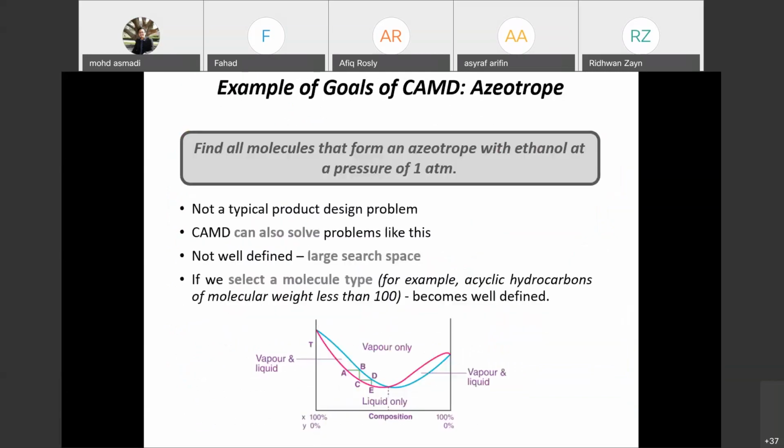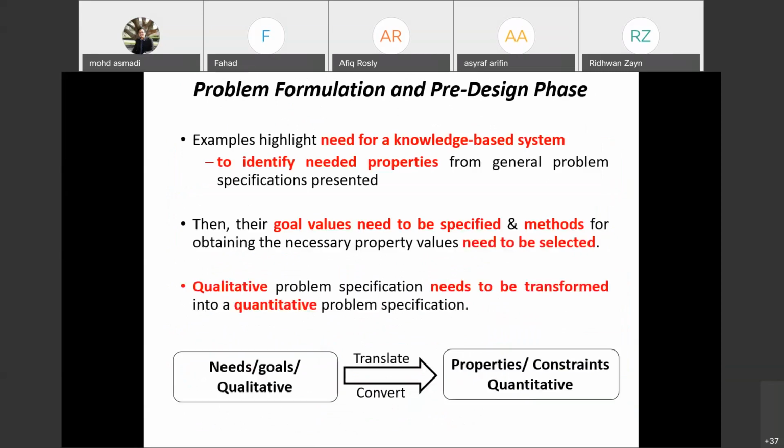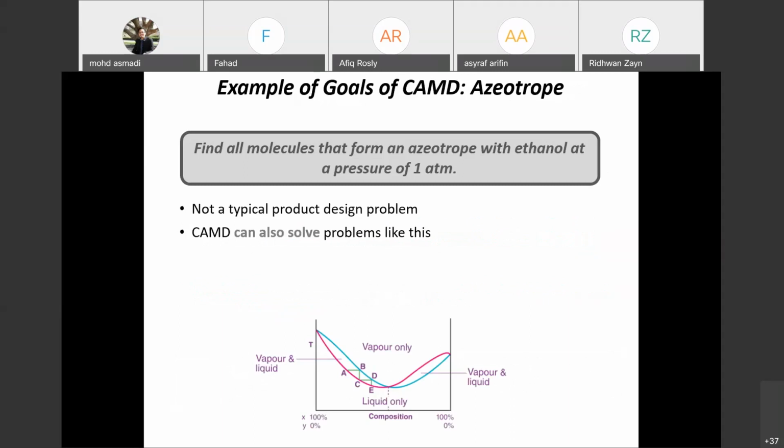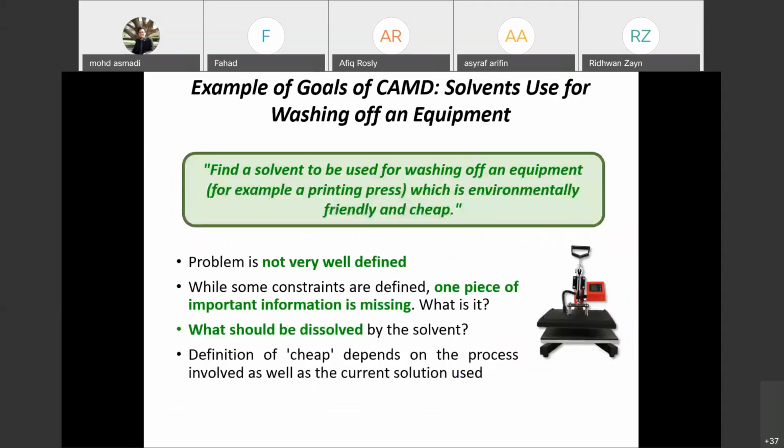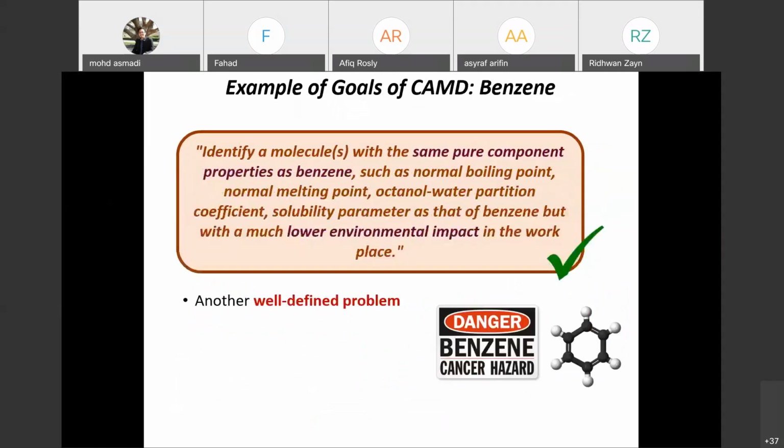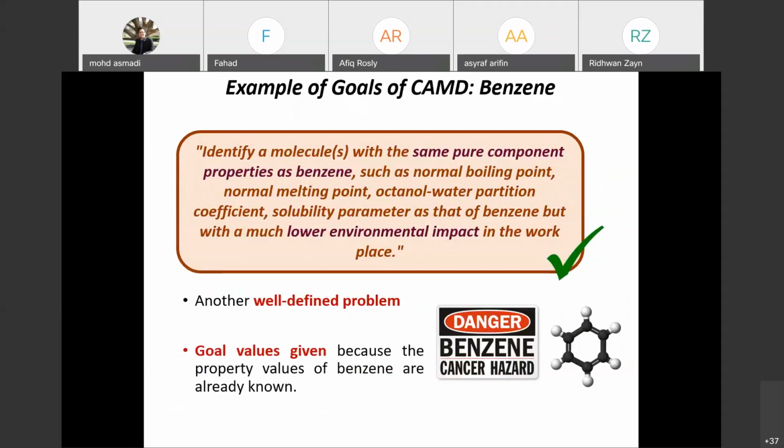Okay, anyone else? Properties such as what is it? The boiling point should evaporate at 60 degrees C, something like that. If you want to do it like this, properties, that is well defined, or we call this quantitative. This one, such as normal boiling point, solubility parameter, like benzene. Okay, that is quantitative. But the objective is that we want to identify the molecule with the same pure component properties as benzene, right?